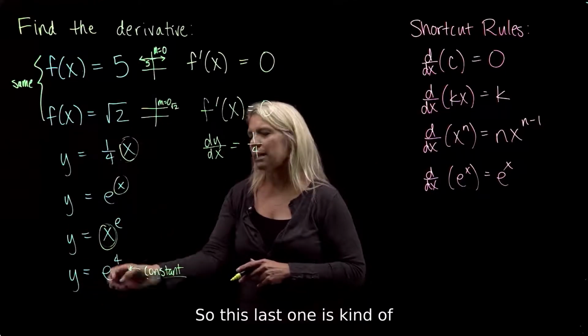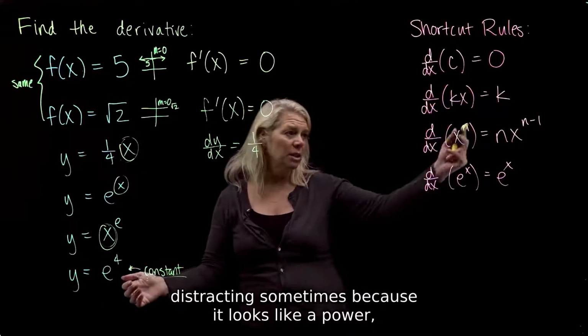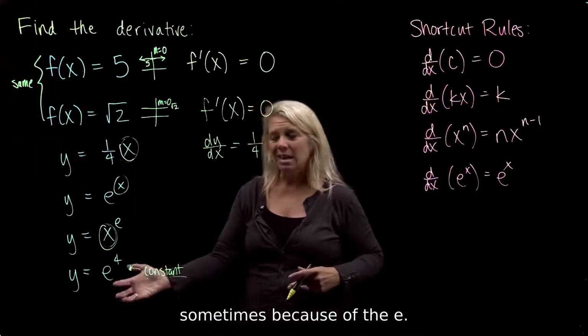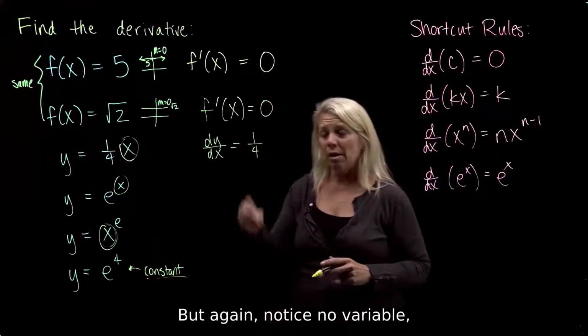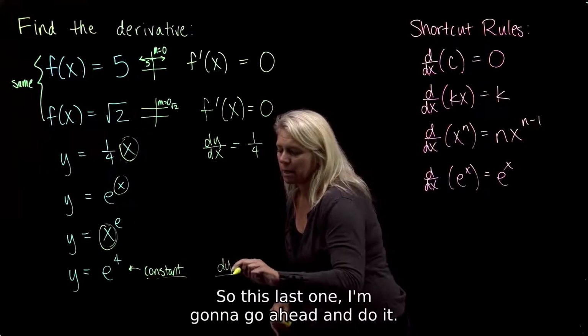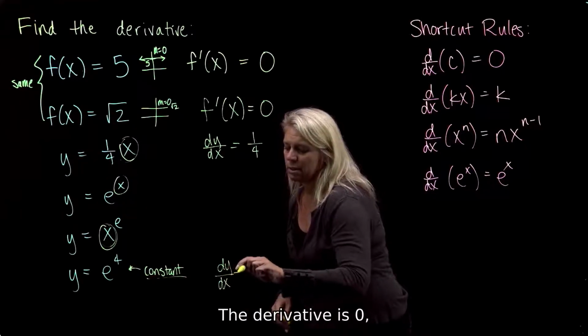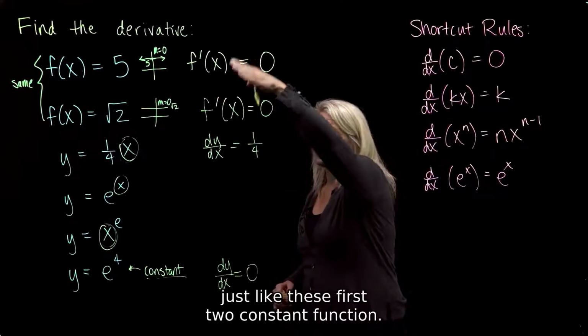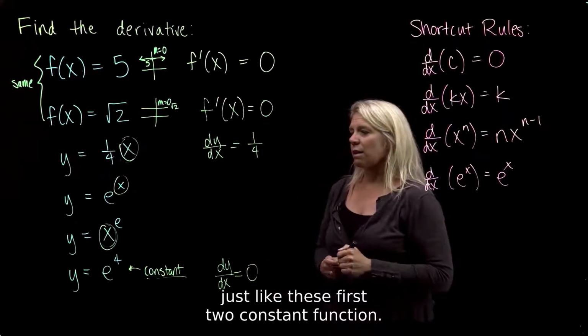So this last one is kind of distracting, sometimes because it looks like a power, sometimes because of the e, but again, notice no variable. This is just a constant function. So this last one, I'm going to go ahead and do it. The derivative is 0, just like these first two, constant function.